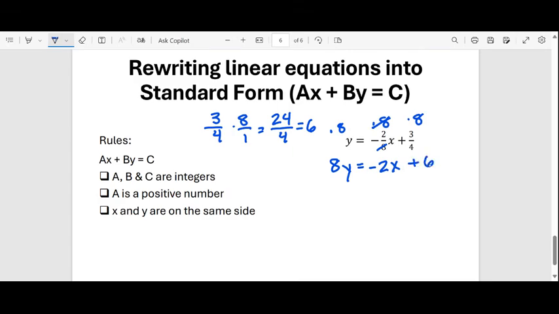And this is what I'm talking about. I have to move my 2x to the other side, and I want it to be positive when I move it. So since I didn't multiply by -8, I don't actually have to do any more work. That's it. So a, b, and c are integers, check. A is a positive number, yes, and x and y are on the same side.